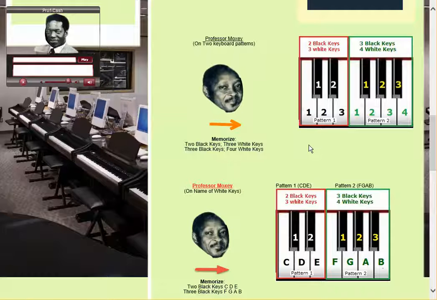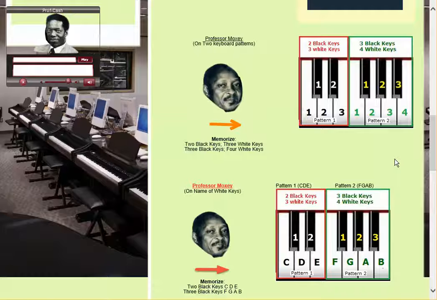2, 3 pattern. The second grouping pattern is the 3, 4 pattern. Say 3, 4 pattern. Are you ready? 3, 4 pattern. The 2, 3 pattern has 2 black keys and 3 white keys. The 3, 4 pattern has 3 black keys and 4 white keys.